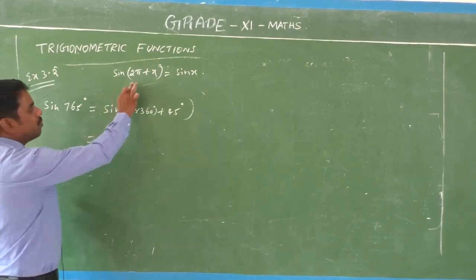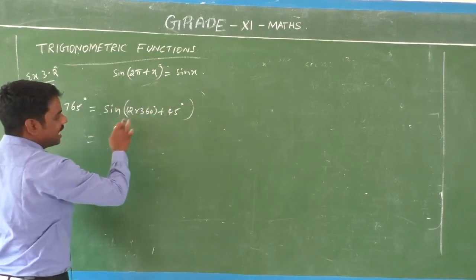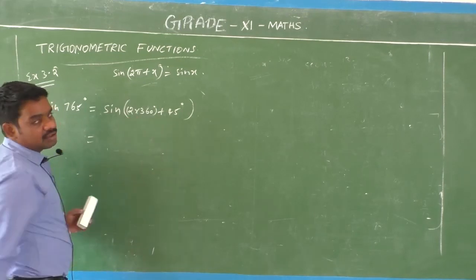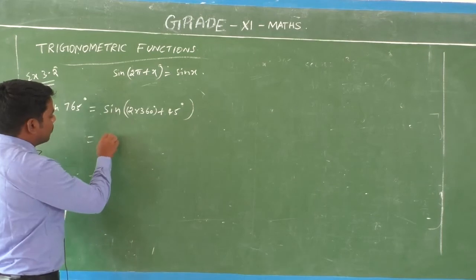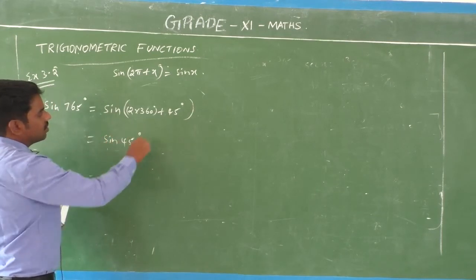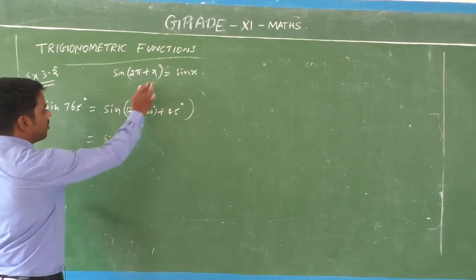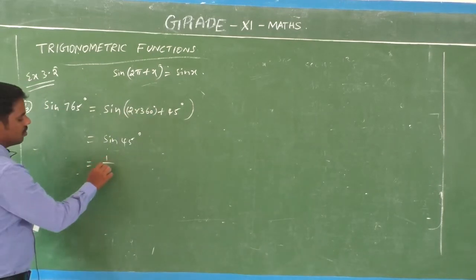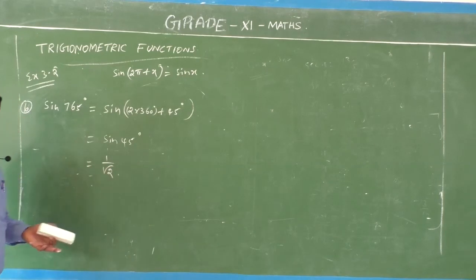Here sine 2 pi plus x is sine x. 2 pi into 2 is 4 pi, so 4 pi plus 45 degree. Sine 45 degree is equal to sine 45 degree. By this formula, sine 45 degree value is 1 by root 2. That's all.